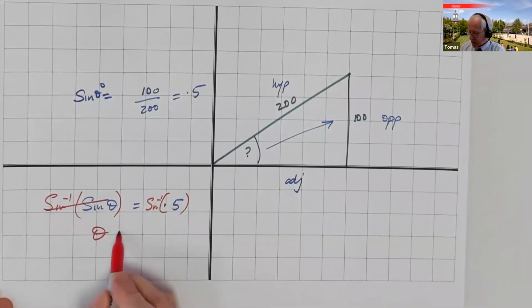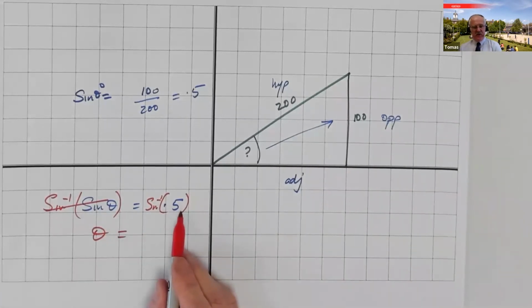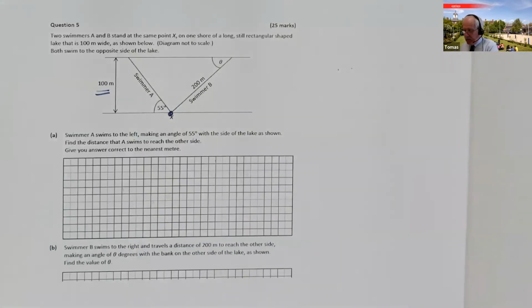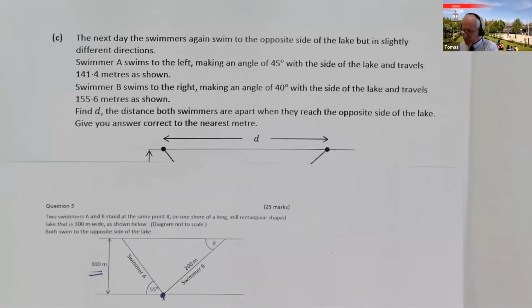They'll cancel, and my answer will be: put 0.5 into the calculator, press inverse sine, and you'll get your answer of that angle. And that's that question, question 5.